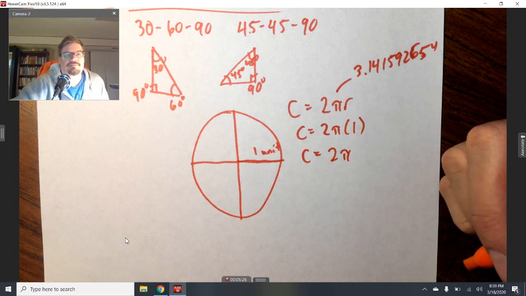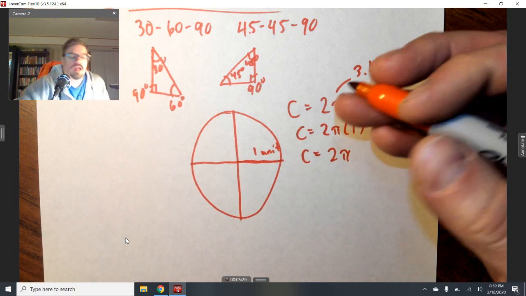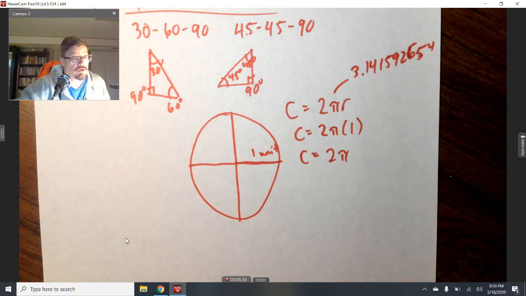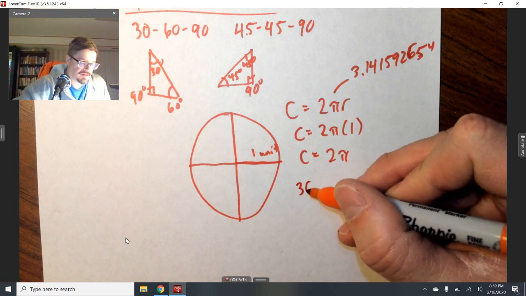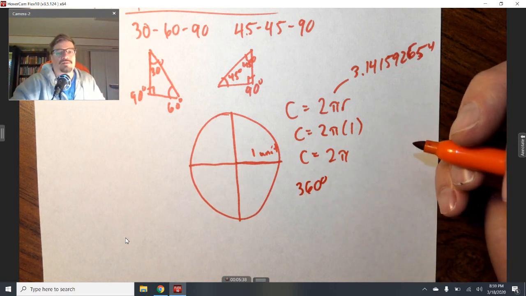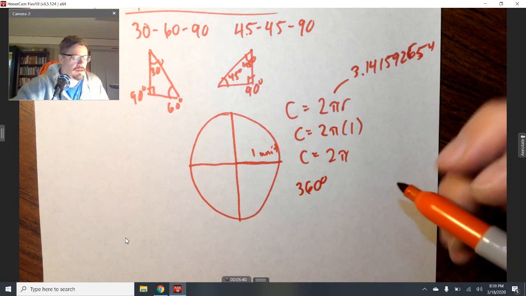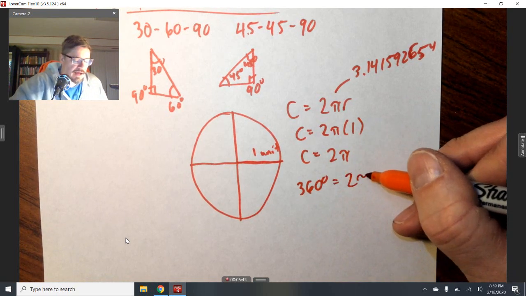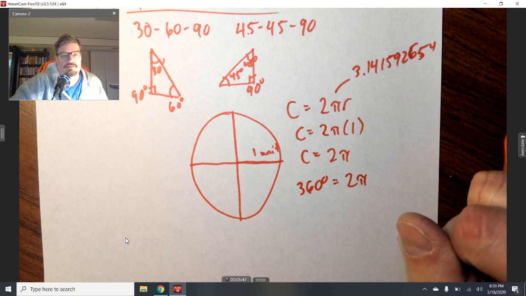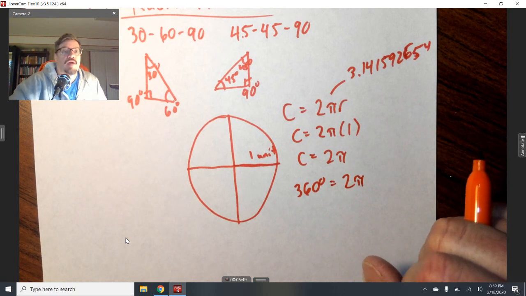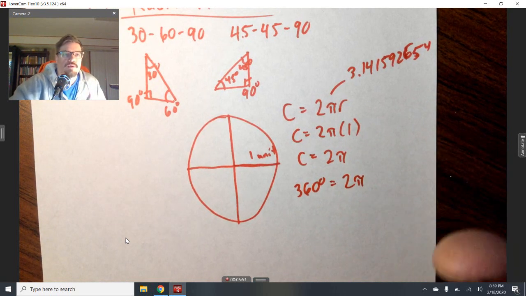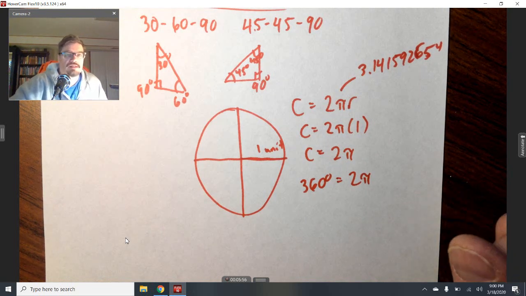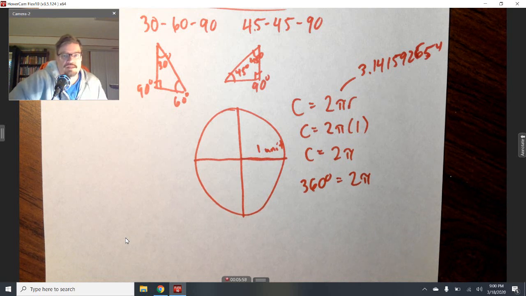How many degrees is going around a full circle? Good, it's 360 degrees. So what we're saying is that 360 degrees actually equals 2 pi. That's our standard now. If I say spin around in a circle, no, not anymore. In pre-calculus, we're going to say spin around 2 pi. That's 360 degrees. That's our standard now.